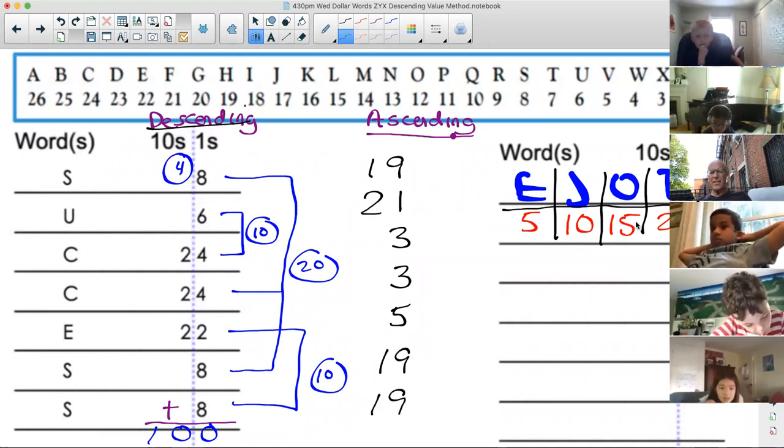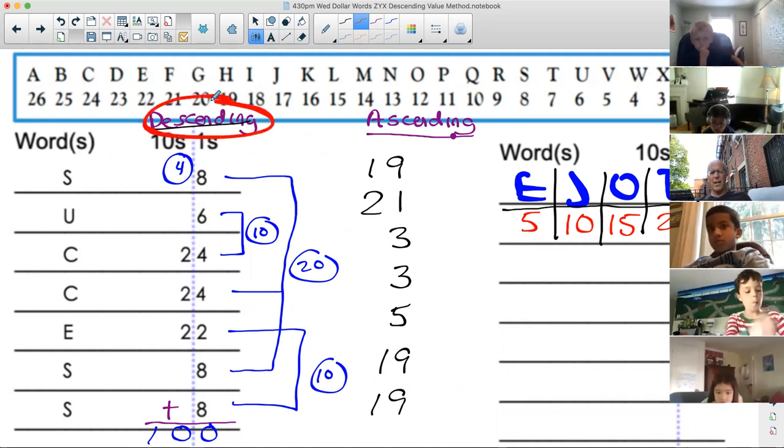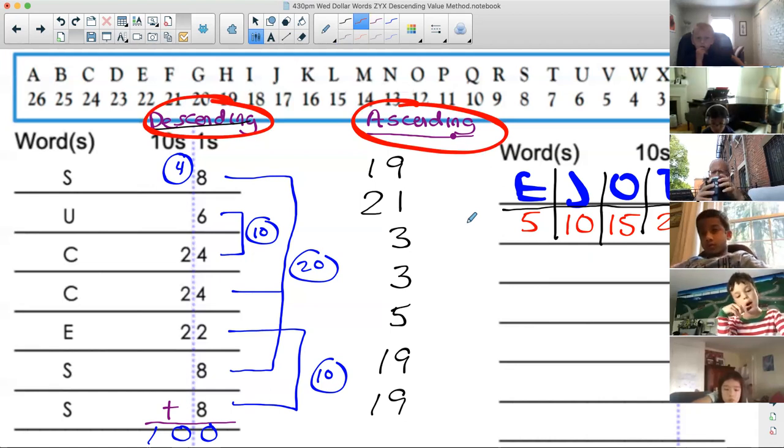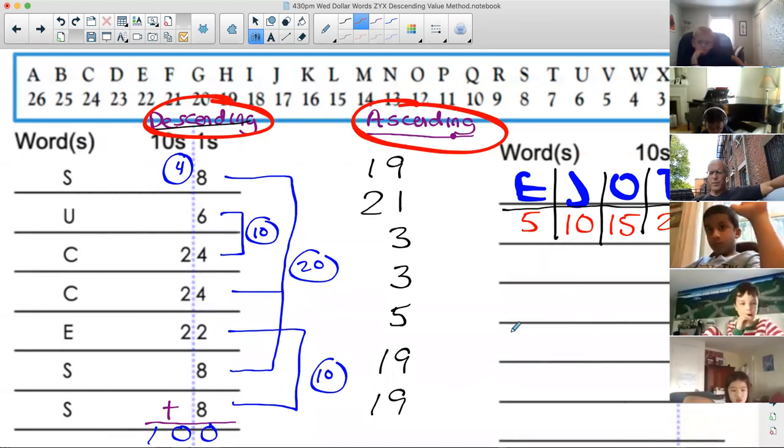Now, guys, does anybody see a relationship between the numbers in the descending method and the numbers in the ascending method? Can anybody make a comparison? Sarah, what do you see? I have a question. Are we comparing the descending to the ascending? Right. So if you look at 8 and 19, 6 and 21, 24 and 3, 22 and 5, and of course, well, we already said 8 and 19. Well, I thought we were comparing the ascending to the Ejadi. Well, ascending is Ejadi, and we used it to find our numbers.